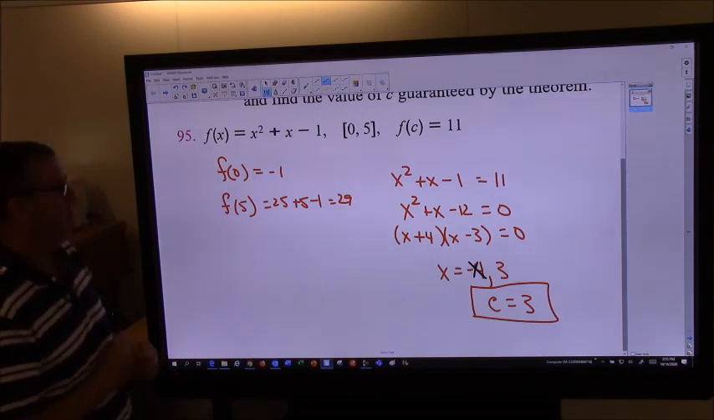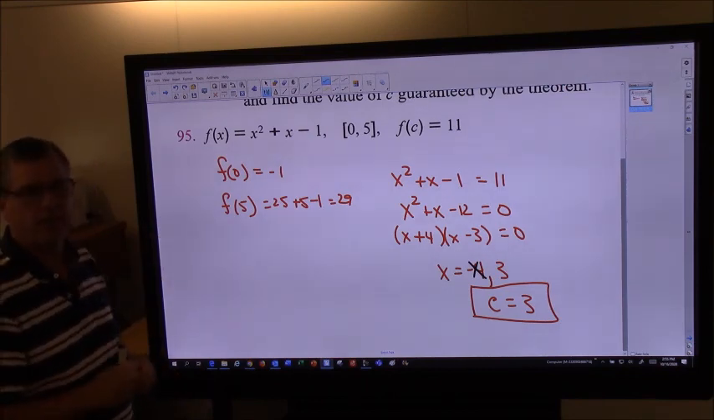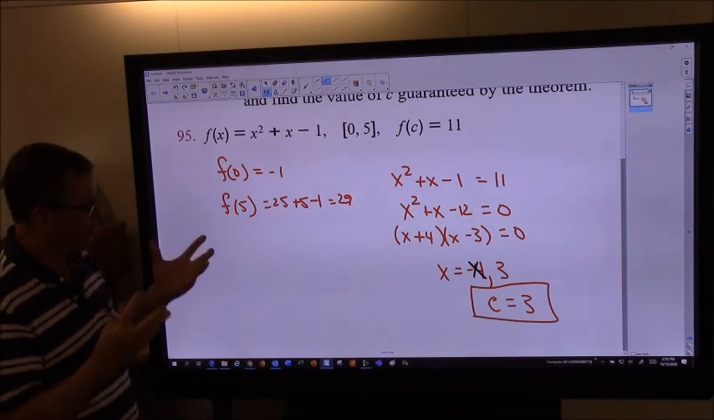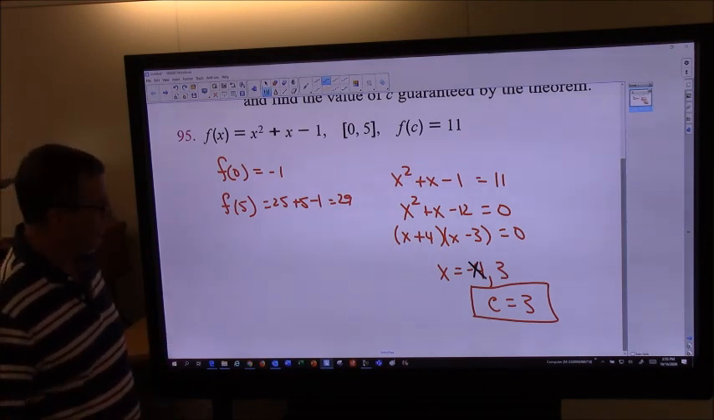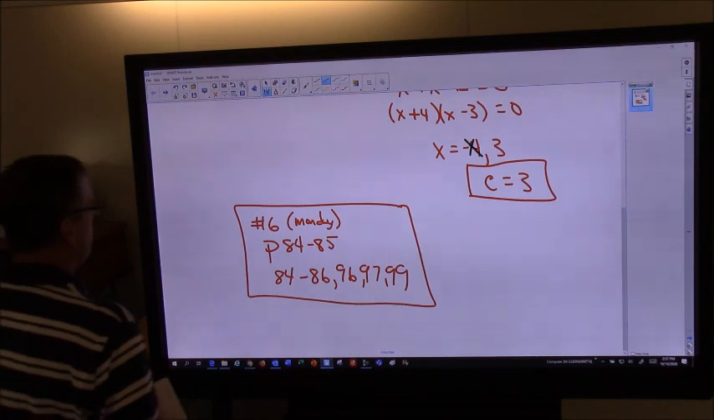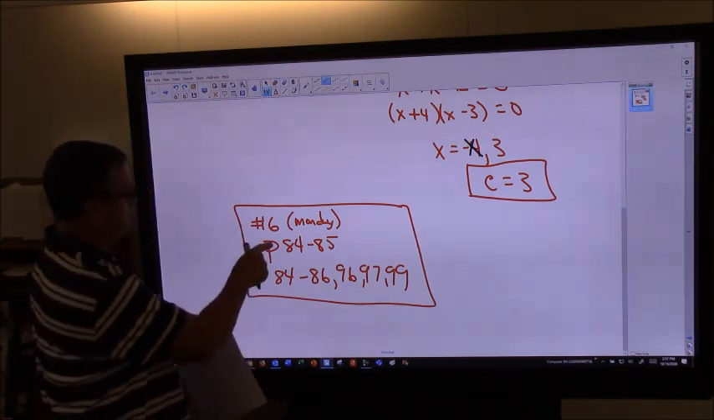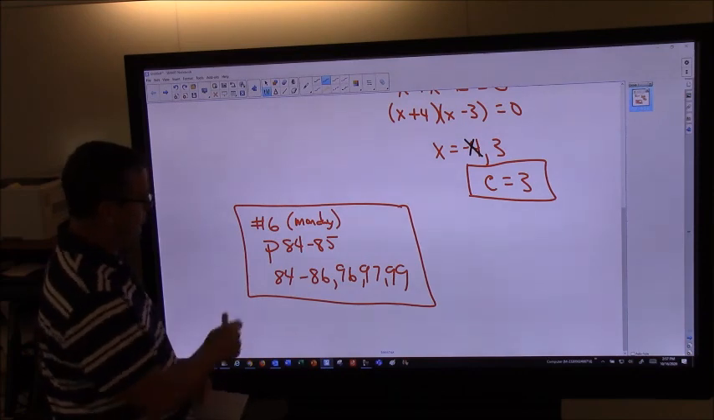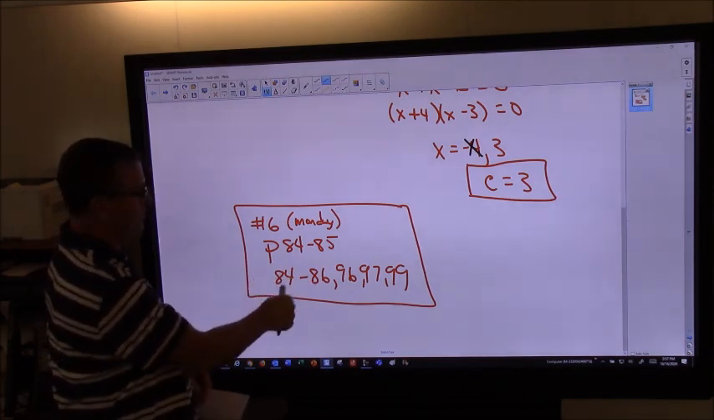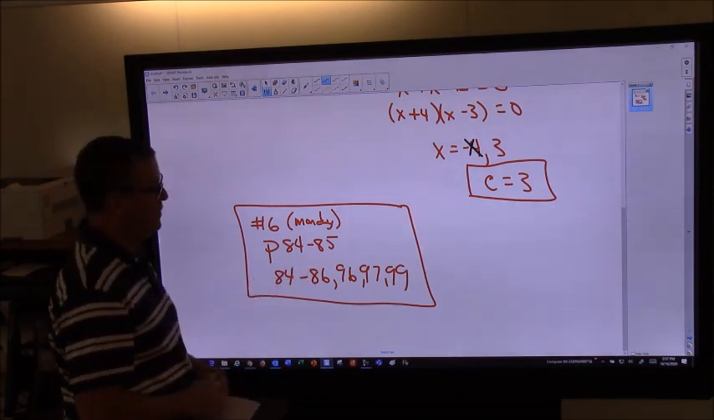All right, that's it. That's what we have for today. It's kind of a shorter assignment or a shorter idea, but let me get you this assignment. All right, so we've now entered week 6. This is Monday's assignment, so page 84, 85. We're going to do 84 to 86, 96, 97, and 99.